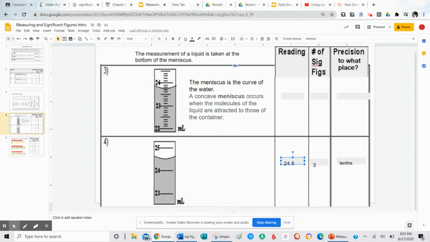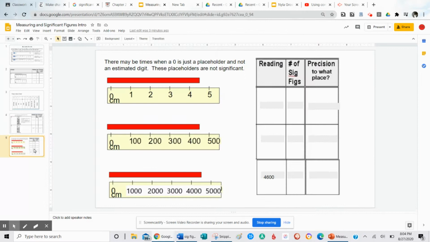Every number I know for sure plus my one estimate is considered significant. That's all those numbers. I have 3 of them. And my 0.5, which is the smallest place value I have there, is the tenths. So I measured, my precision was to the tenths there. That's what I measured. Okay, so let's go to our next worksheet, and I'm going to get rid of that right now.